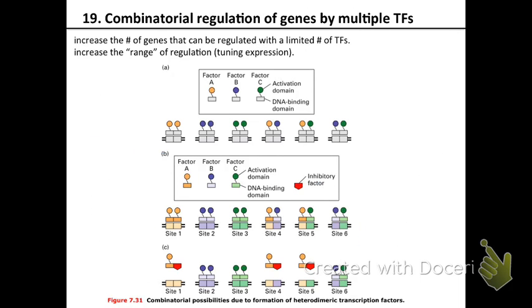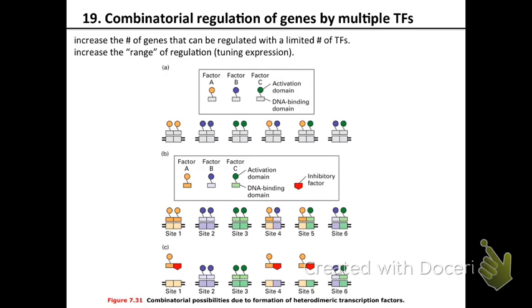The combinatorial control is shown in this figure. If there was only one transcription factor to regulate one set of genes, for 20,000 genes, you would need 20,000 transcription factors, right? Because every gene would have its own transcription factor. But that's not how it works. We have a small number of transcription factors that control multiple genes, okay? So if you have combinatorial regulation, then you can increase the number of genes that can be regulated with a limited number of transcription factors.